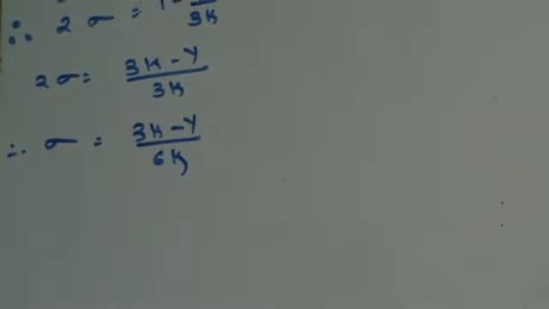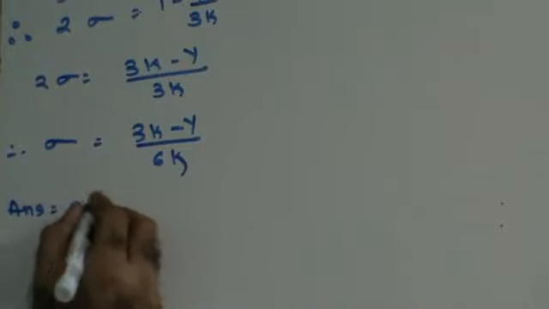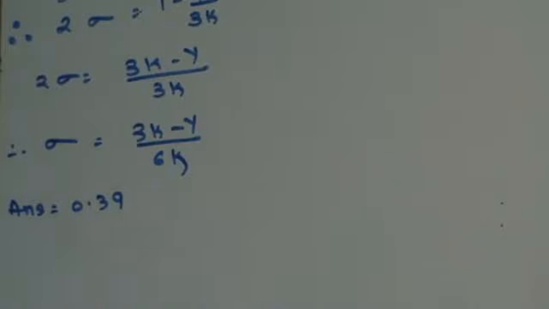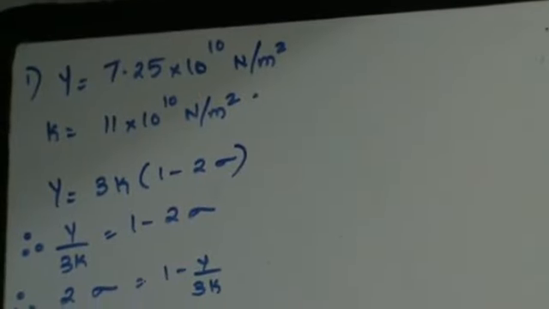You have the values, you should be able to substitute and get this answer. The answer for this sum should be 0.39. I'm not going to solve the sum, I'll show you the method and formula; substitution and solving you should be able to do on your own. Next, take down the next sum please.